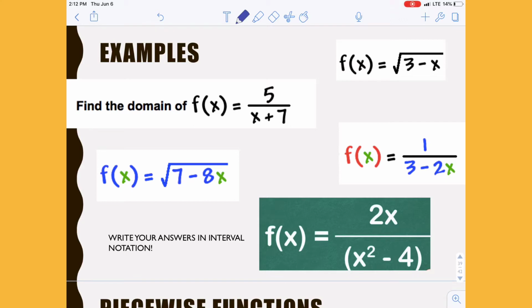All right, looking at these examples, I want to find the domain. Right here in this first problem, I have a fraction, and I know that I cannot have 0 on the denominator. So I'm going to set that denominator equal to 0 and solve, and that represents a value that's not allowed. Therefore, the domain of this function is all numbers except for negative 7.